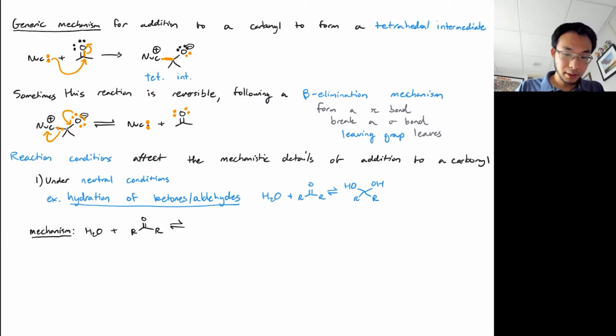The mechanism looks like this. And we start off with the nucleophile and our carbonyl. So we'll draw all that in. We'll get a nucleophilic attack like so, pushing a pair of electrons out of the way onto our carbonyl, which originally has those 4 electrons.